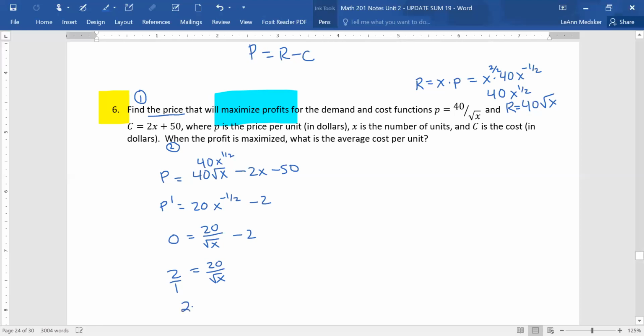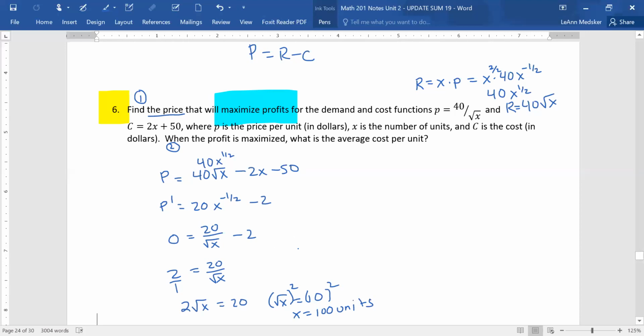So this becomes 2 square root of x equals 20. Divide both sides by 2. We get square root of x equals 10. To get rid of the square root, we square both sides. So it looks like the production level is 100 units, because that's what x stands for, but that's not specifically what they asked us for.